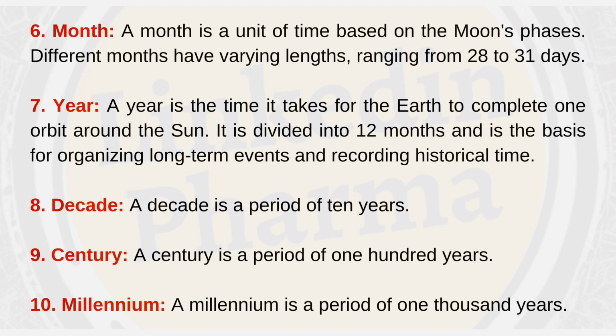Decade. A decade is a period of 10 years. Century. A century is a period of 100 years. Millennium. A millennium is a period of 1000 years.